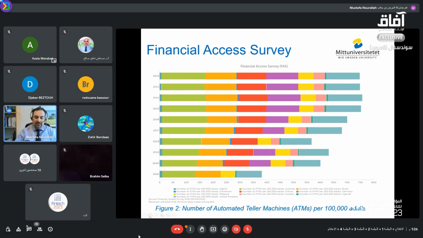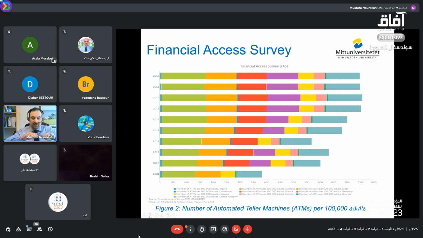I come in line after Professor Mustafa and support his presentation. Here I have some figures from various countries, and you can see the number of ATM machines per 100,000 adults. This is from the International Monetary Fund. I took this from the International Monetary Fund website. You can access the same data, the financial access survey.